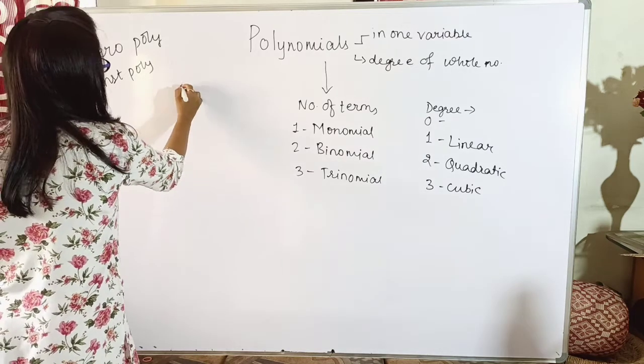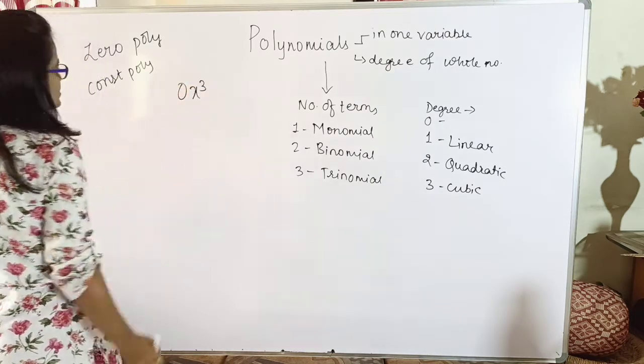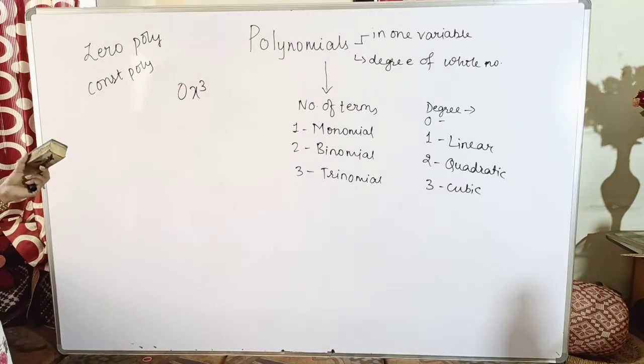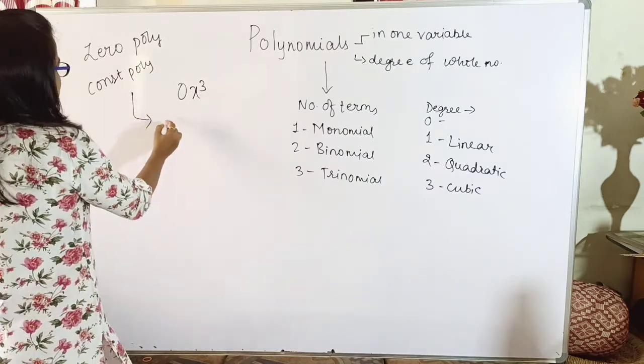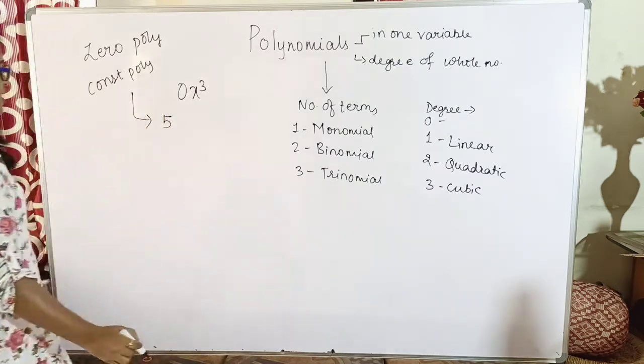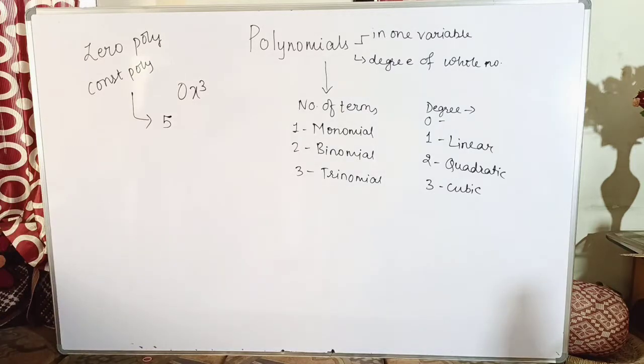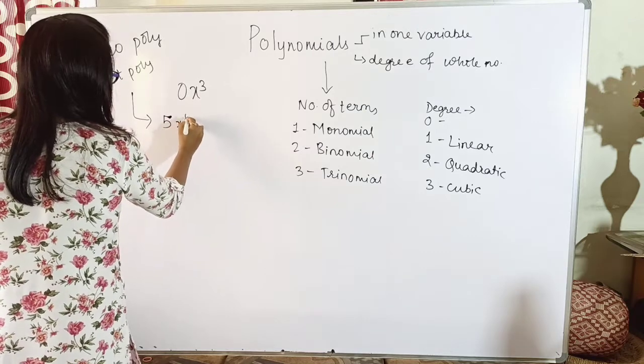For example, if I write 0 x cube, isn't the value of this polynomial 0? Because x cube multiplied by 0 will always give you 0. Whereas a constant polynomial is what? A polynomial in which there is only a constant present. Now if it is just a constant, why do we call it a polynomial? Because I can write it as x raised to 0, isn't it?